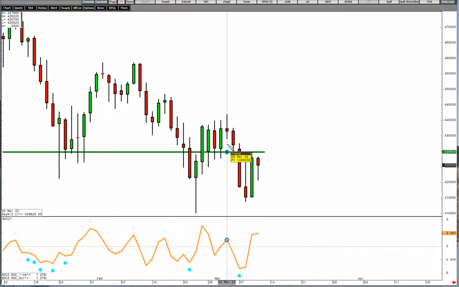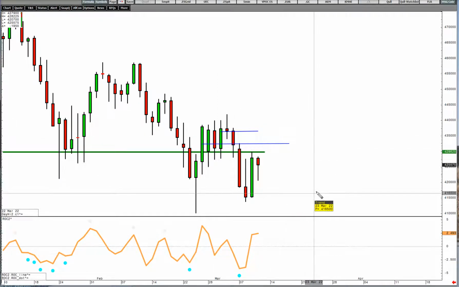Wonder if 43.40. Yeah, I was kind of looking at 43.24-ish. But yeah, it could be anywhere in here, 43.20 to 43.60, depending on how far we go.